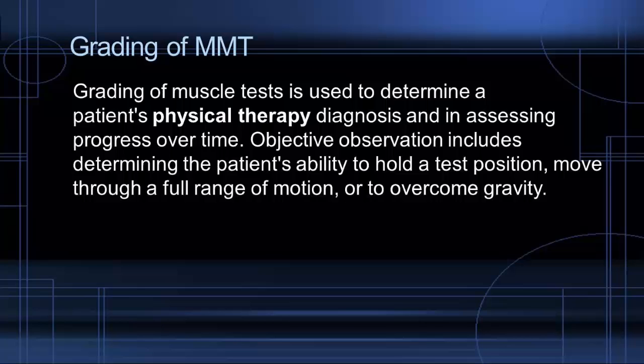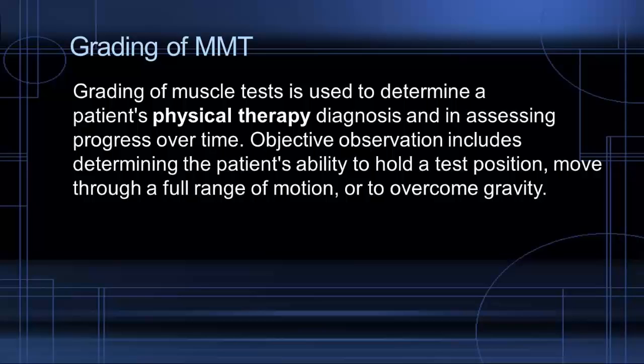So I just briefly talked a little bit about grading of manual muscle testing, and the grade is the objective measure that goes in the chart, and it's used to determine their diagnosis. The PT uses that when they do their initial eval. Their medical diagnosis might be status post-back surgery, and their physical therapy diagnosis might be lower extremity weakness and impaired mobility, something like that. And we're going to also use the manual muscle grade to assess progress over time.